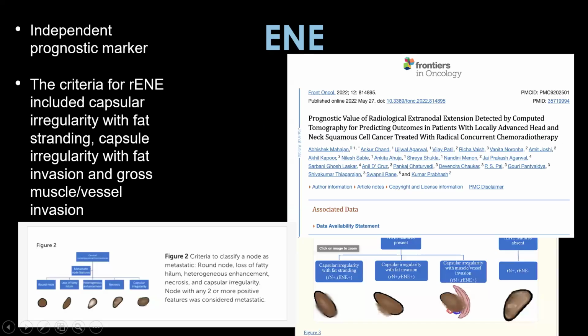Reported depth of invasion was 0.3 centimeters. Just quickly on ENE, which is also a part of the new AJCC guidelines. So again, that is clinical and histopathological, but there are papers that are suggesting that we can predict radiological ENE. If there is a metastatic node and there are fuzzy boundaries, or the nodal mass is extending into the fat, or it is going into the muscle, then that becomes extranodal extension.